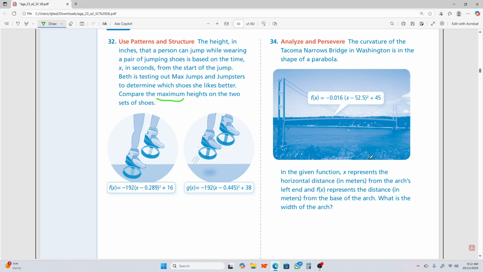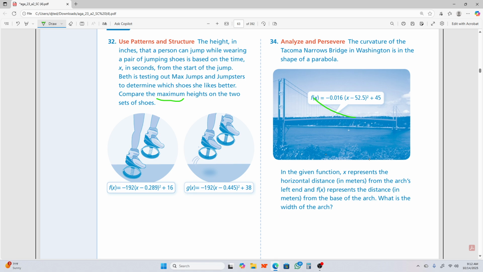The curvature of the Tacoma Narrows Bridge in Washington is the shape of a parabola, and we can see the parabola right here. In the given function, x represents the horizontal distance in meters from the arch's left end, and f of x represents the distance in meters from the base of the arch. What is the width of the arch?